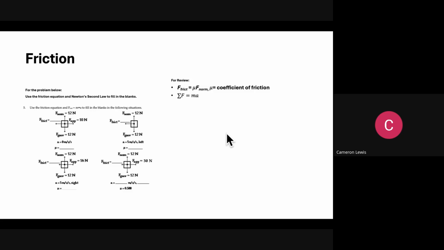Which we just found was 10 divided by 12, which is 0.83, which is what we had in the first problem. The only difference in this problem is we do have a frictional force and an applied force. They're just not the same. They're not balanced, similar to what we saw earlier.